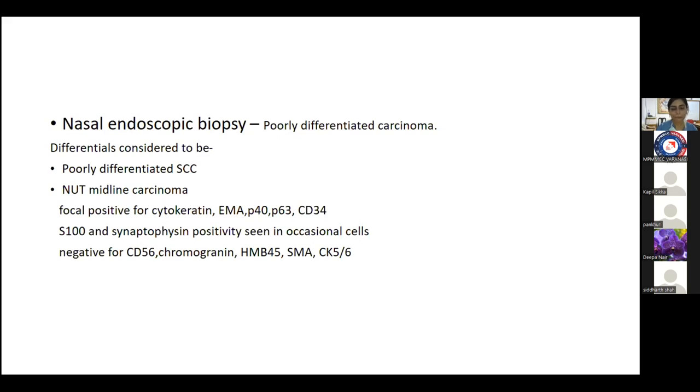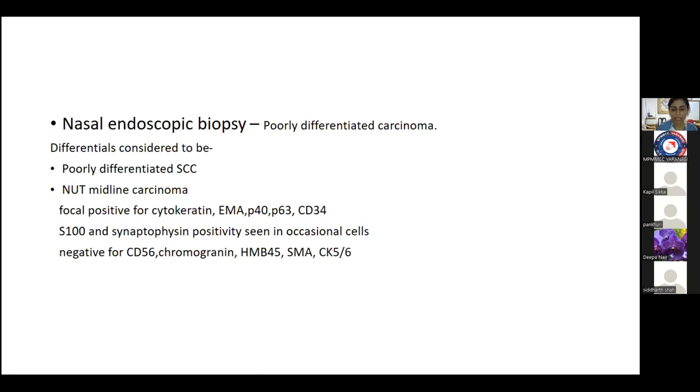What margins do you expect with this surgery? So I am not thinking to get very good margins, but because there is no perineural invasion, we can do the total maxillectomy. We can do pterygopalatine fossa clearance along with infratemporal fossa clearance. And later on, we can subject the patient to adjuvant therapy.